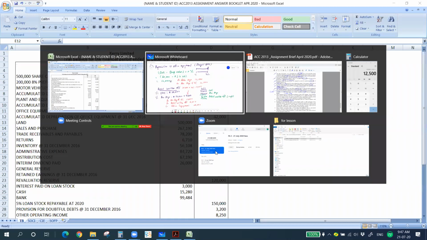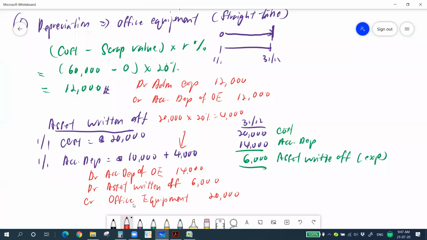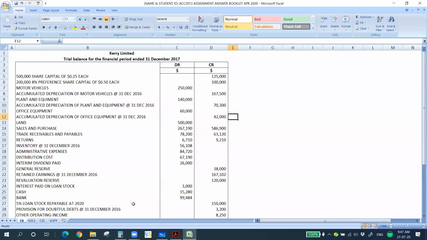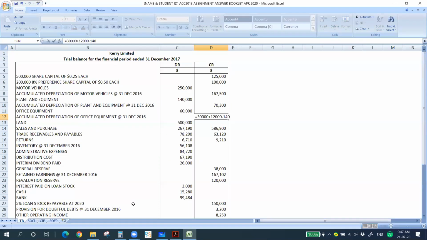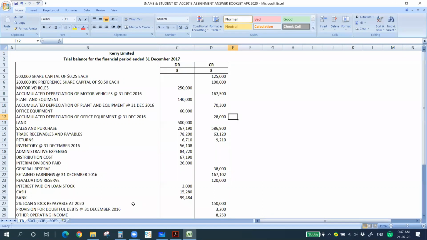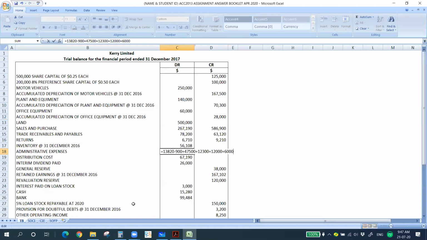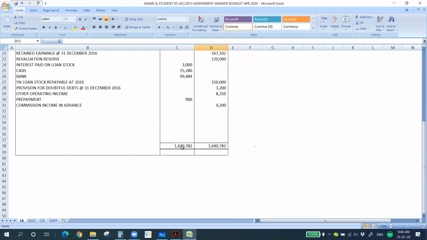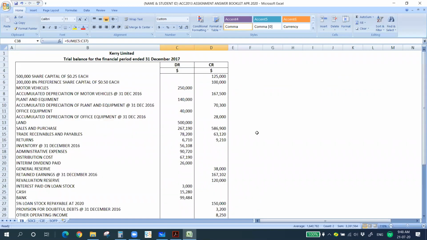Next, we have to record the second adjustment, right? The second adjustment is regarding the asset written off. So we debit the accumulated depreciation of office equipment, right? Because we cannot put it on the debit side, as accumulated depreciation is a credit balance. So we minus 14 here. And then we add 6,000 on the administrative expenses. And then we minus 20,000 on the cost of the asset. After the adjustment, check your total. Make sure your adjustment is correct.